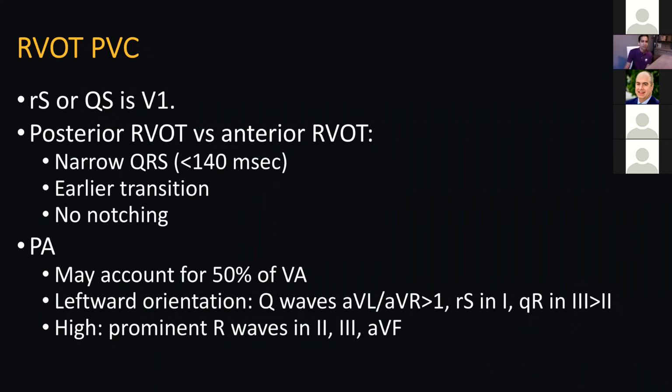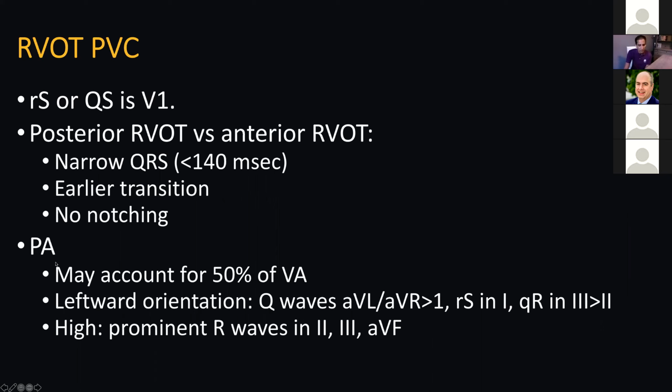Some of the posterior RVOT is more subtle, so you're going to inscribe a narrower QRS, less than 140 milliseconds. Since it is more posterior, some of the vector forces are going in the direction of the anterior precordial leads. This results in an earlier transition. Since it's also posterior, you engage the conduction tissue faster. You can activate the right and left ventricle simultaneously, as compared to the anterior free wall RVOT, where you get a sequential activation of the right and left ventricle, which results in a characteristic notching in the inferior leads.